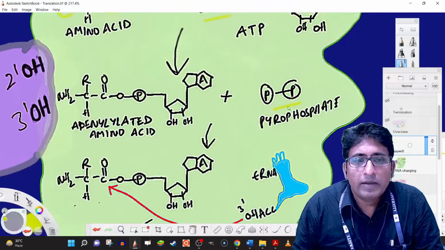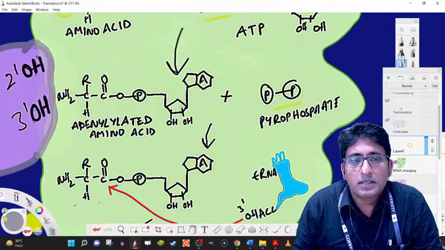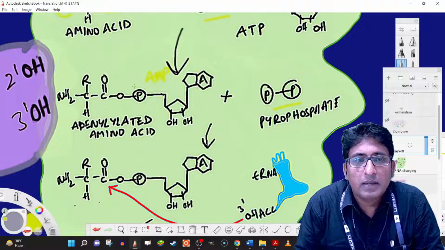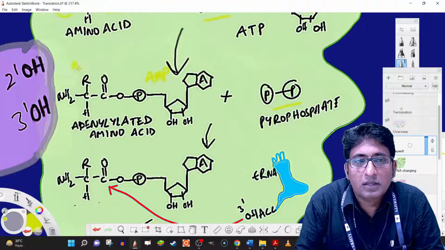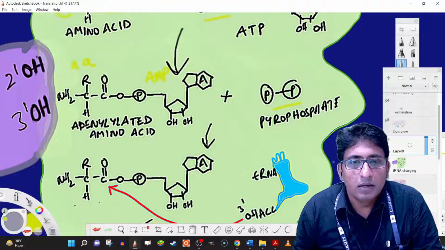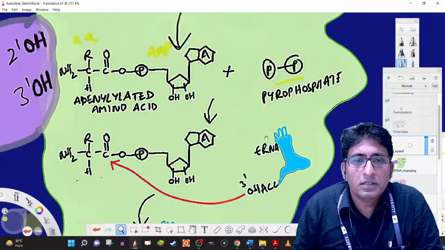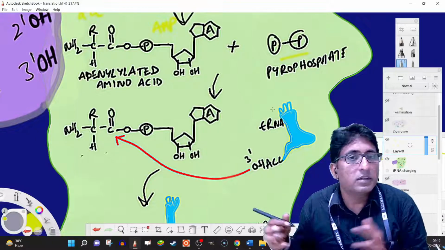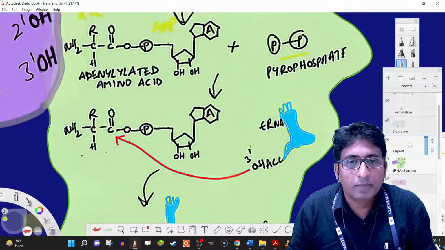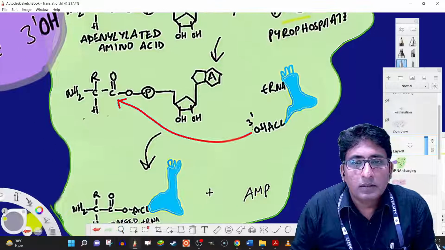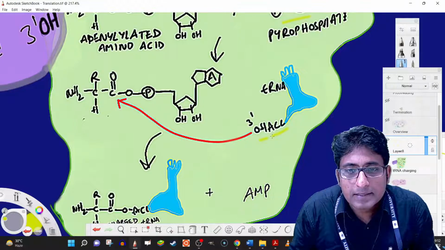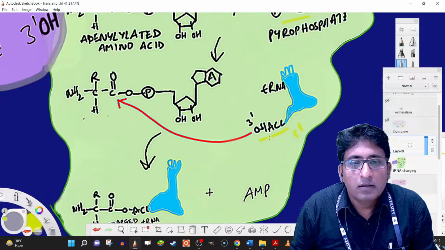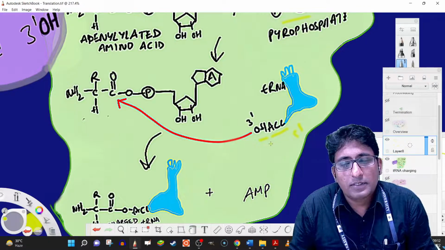And now we have an amino acid that is adenylated, meaning that AMP has been added to the amino acid. This is the amino acid here. And now this is kind of activating the amino acid, and this amino acid should now be transferred to the tRNA. So the 3' OH of CCA, this is the 3' OH, so we should read from here. CCA is added on during the processing of the tRNA.